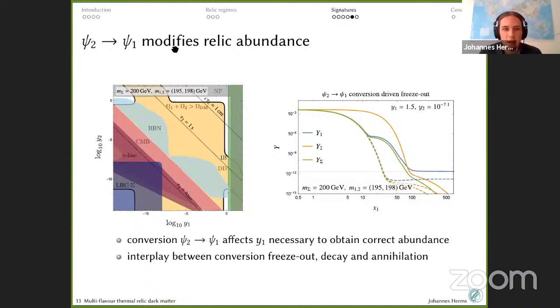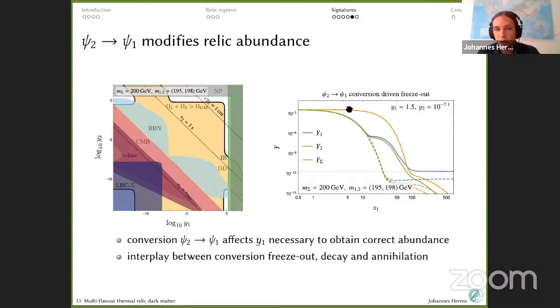So let's see what happens here. And we're back at the degenerate scenario, and you can see that the internal Bremsstrahlung and direct detection bounds don't quite probe the standard WIMP regime here, where the relic abundance is independent of the heavier dark matter flavor. But something interesting happens when the second dark matter coupling is small. The second dark matter abundance drops out of chemical equilibrium pretty fast and pretty early, and then stays constant.